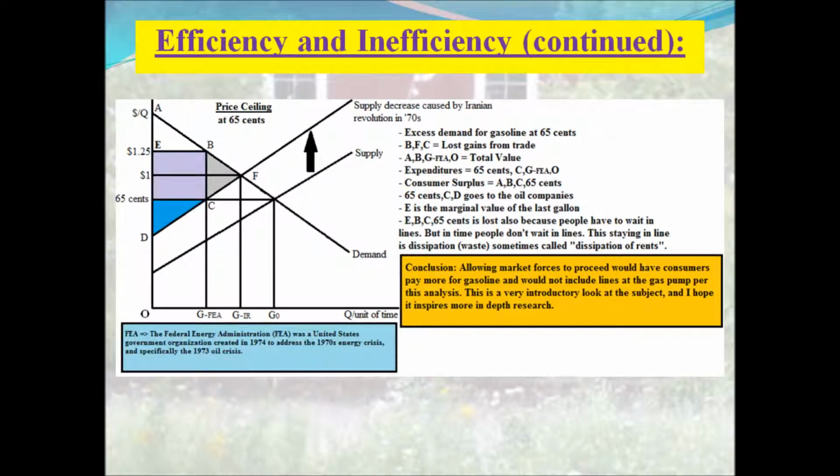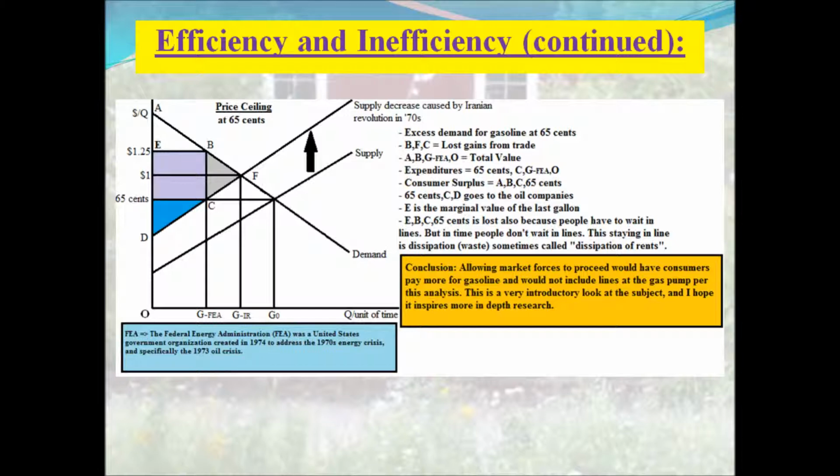Efficiency and inefficiency continued. Now I will show a case where the situation is inefficient. And this draws from the price ceiling on oil prices in the 70s. Specifically, this will have a price ceiling at 65 cents, where the price is held by government to 65 cents.